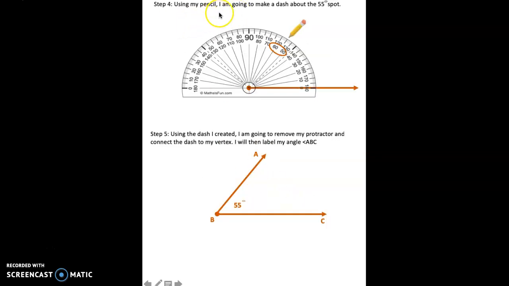Step 4, using my pencil, I'm going to make a dash above the 55 degree spot. Right here, in between 60 and 50. Using the dash I created, I'm going to remove my protractor and connect the dash to my vertex. I'll then label the angle, angle ABC. And I know this angle is 55 degrees.